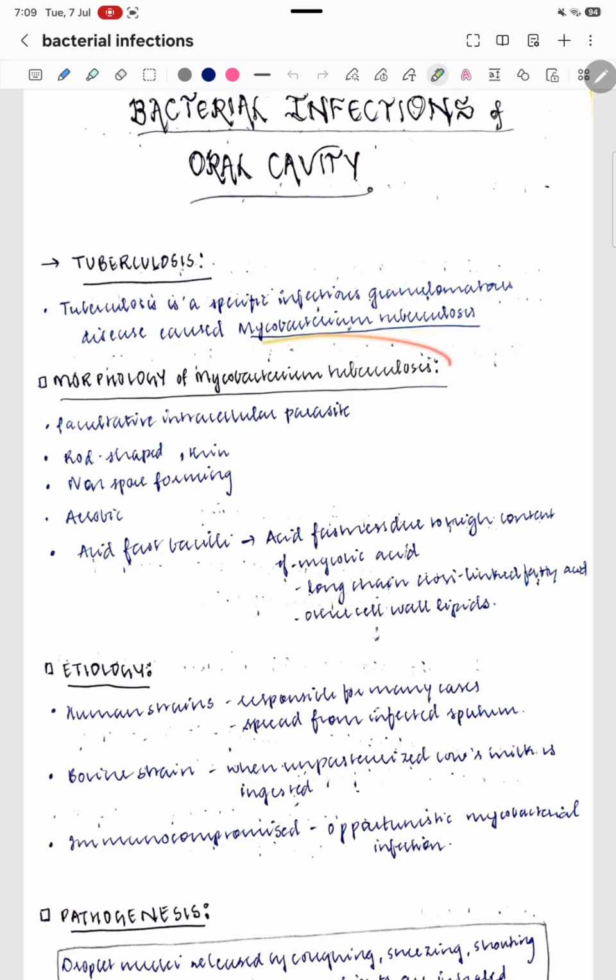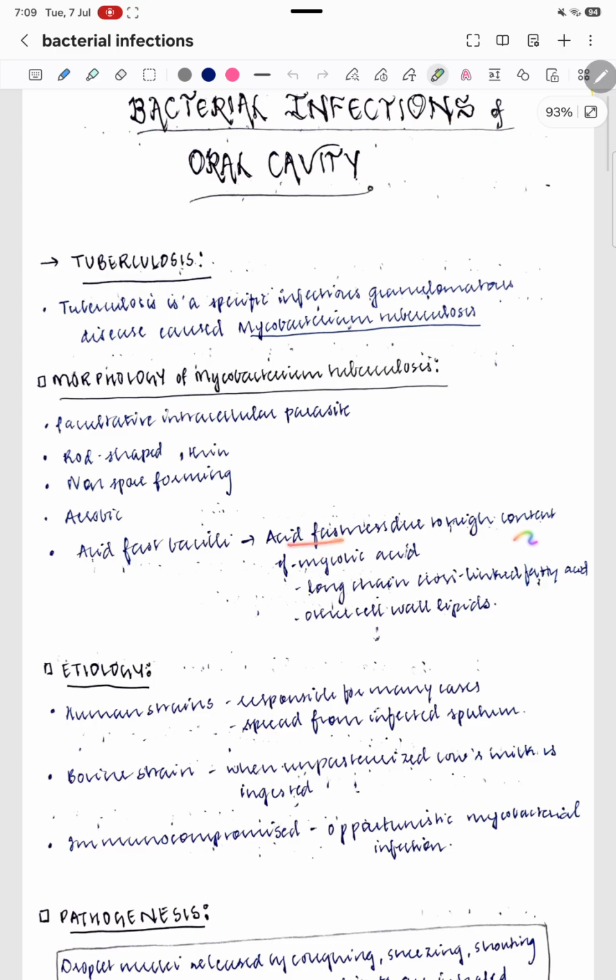Now the morphology of Mycobacterium tuberculosis. Mycobacterium tuberculosis is a facultative intracellular parasite. Okay, so it is a parasite, but what type of parasite? Facultative intracellular parasite. It is a thin rod-shaped bacteria which is non-spore forming, as in they do not have any spores. They are aerobic bacteria and acid fast bacilli. Their acid fastness is due to a high content of mycolic acid.